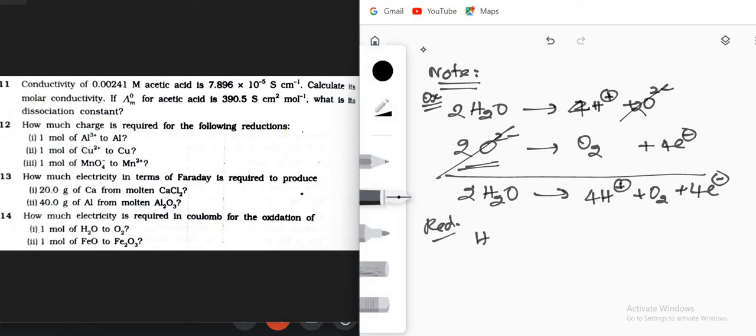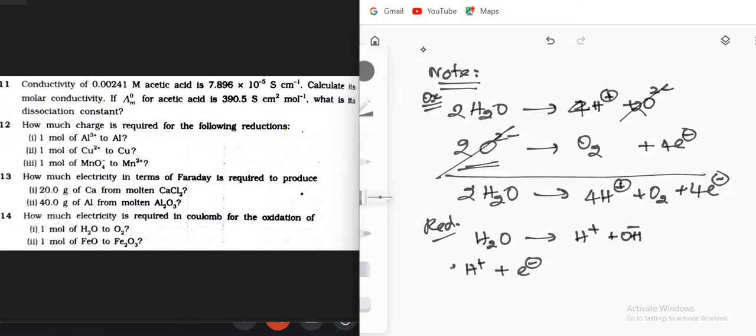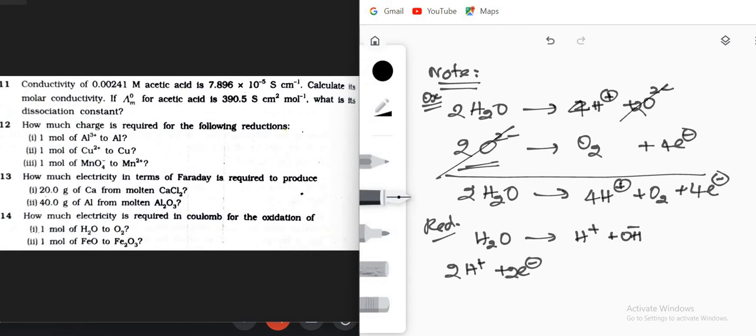For reduction, you split water as H+ and OH-. Then this H+ ion gains electron. I'll take 2 H+ ions. 2 H+ ions gain 2 electrons and become hydrogen gas, H2.